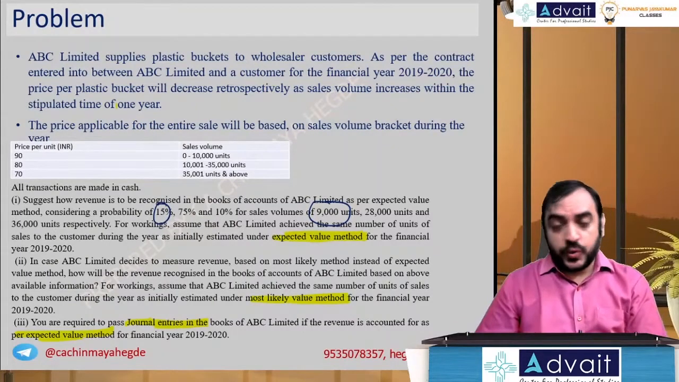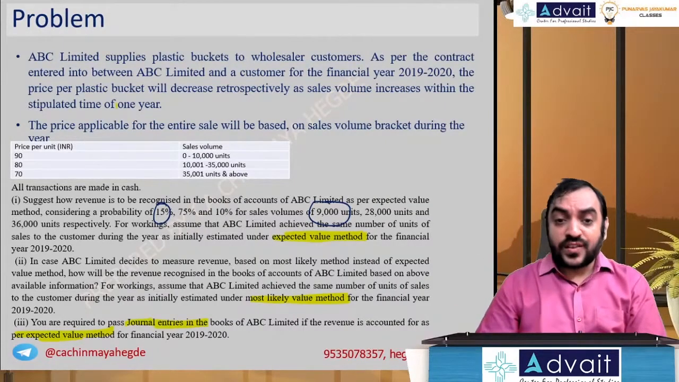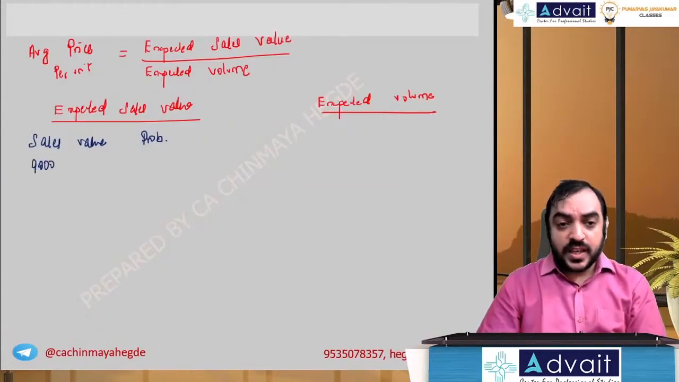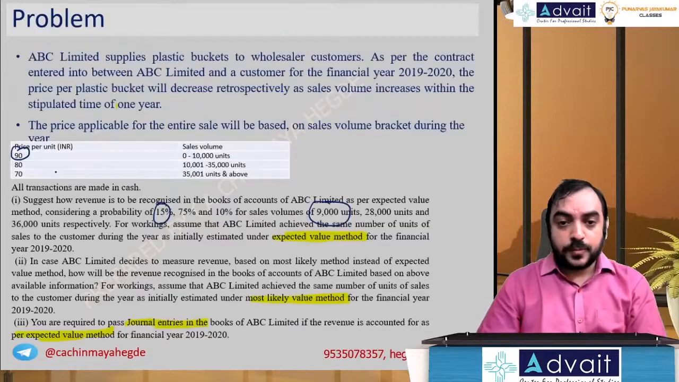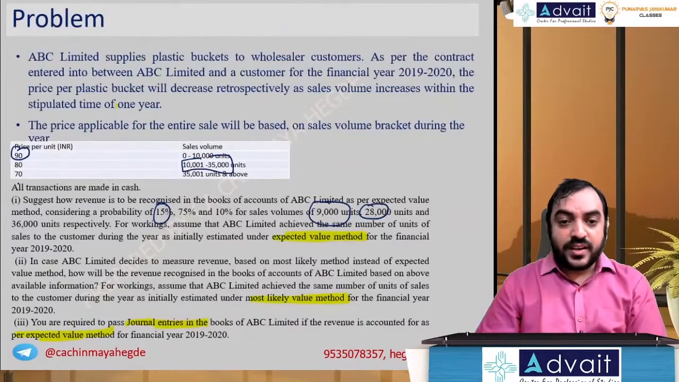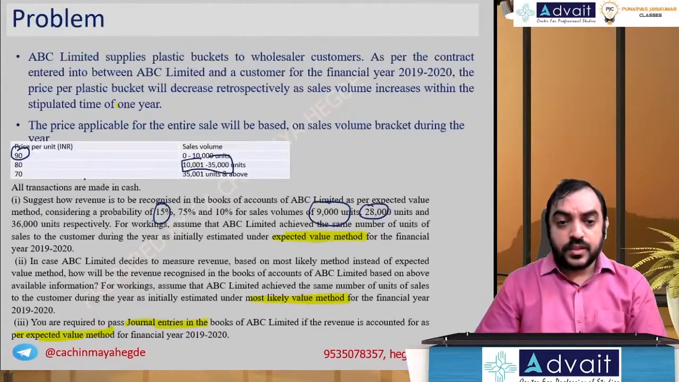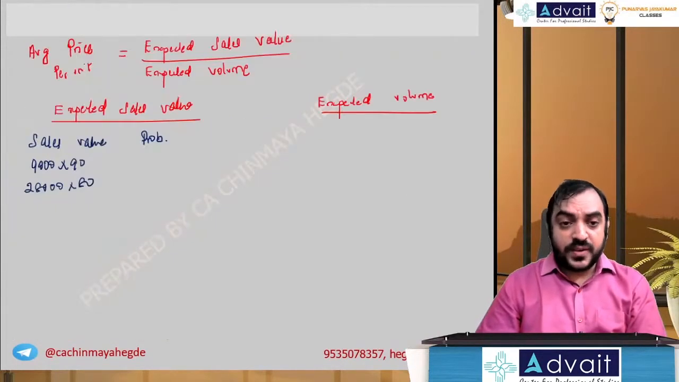And if you sell 9,000 units, whether in one shot or over a period of time, how much is going to be your cost? 0 to 9,000 units means your price is going to be 90 rupees. So sales value will be 9,000 into 90 rupees. If you sell 28,000, you'll come to the second bracket, 28,000 into 80 rupees. That is the second possibility. And if you are going to sell 36,000 units, you will come to the last one and you'll be charged only 70 rupees. So 36,000 into 70 rupees. These are the sale values.